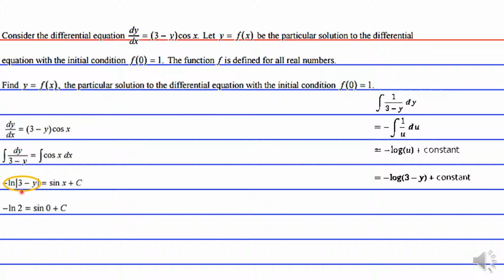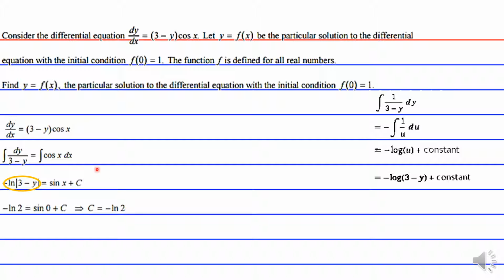And the absolute value of 3 minus 1 is going to be the absolute value of 2, and the absolute value of 2 is going to be 2. So the negative ln of 2 is equivalent to the sine of 0 plus c. The sine of 0 is just 0, therefore c is equal to the natural log of 2.